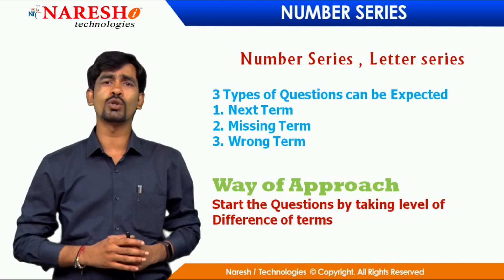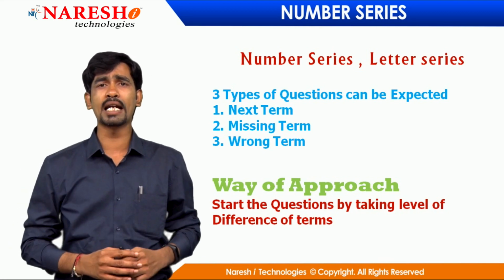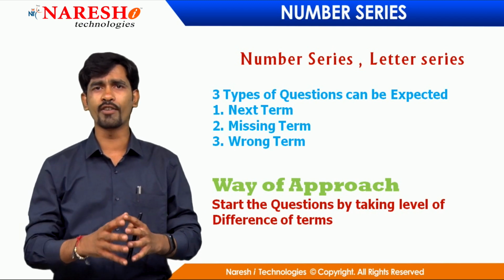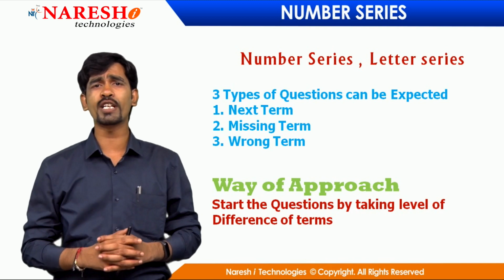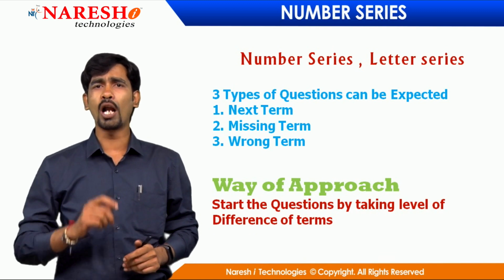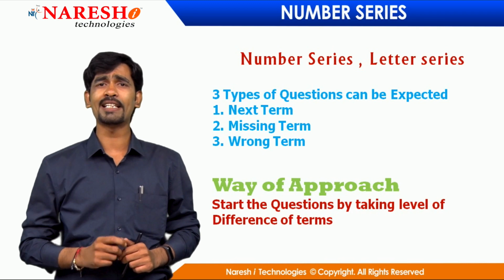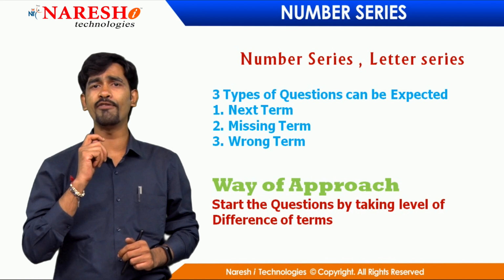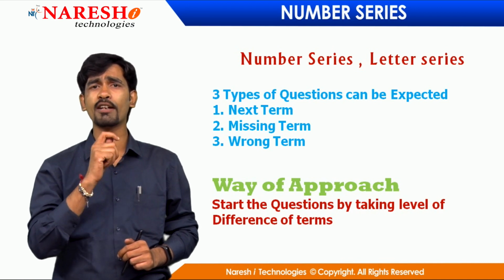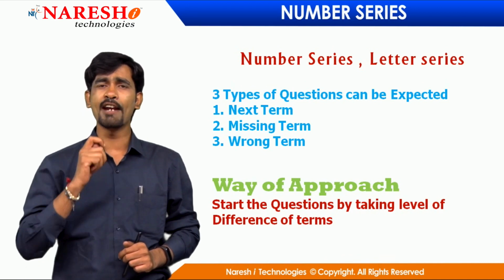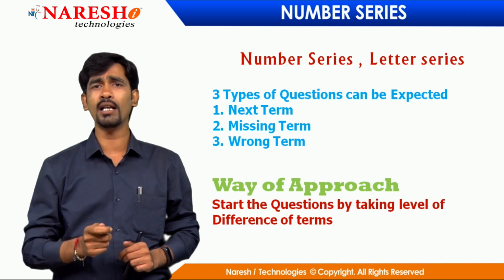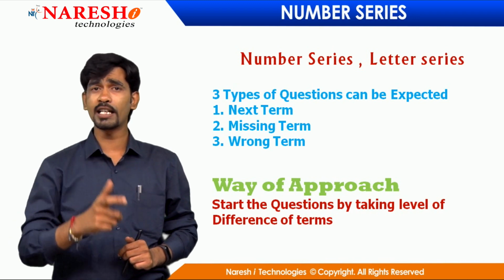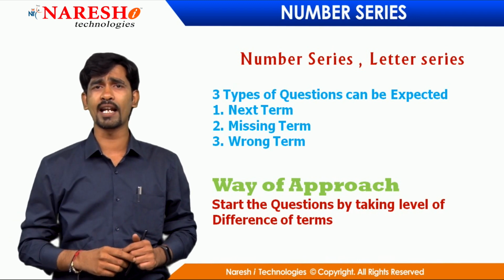Moving forward to the questions, whatever you find under number series and letter series, use one standard approach for solving all the questions. Always try to start the question by taking the differences between the terms. If you are able to understand the logic by looking at the first level of difference, then that's fine. If not, go for the second level or third level, and you will be able to understand the logic in the question. If you observe the differences, they will follow patterns like this.